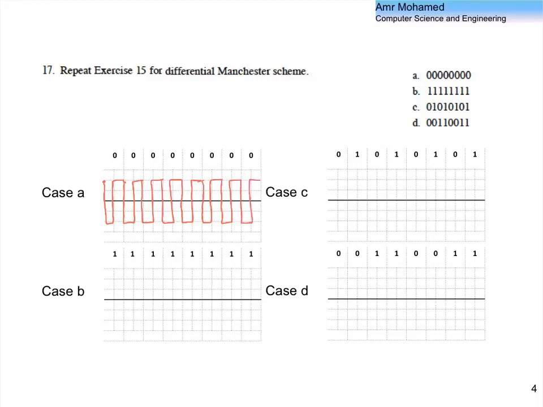Okay, so for case B, we start by keeping the level straight and then we toggle. And here 1, we start straight and then we toggle. We start straight and then we toggle. Straight, straight, straight. Okay, so for 1 we start by toggling and then toggling again. For 1 we keep straight and then we toggle.